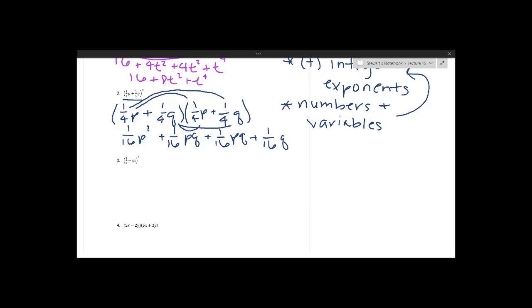1/16 q squared. And now the only other thing we can do is combine these middle terms because we have a pq and a pq here. 1/16 plus 1/16 is 2/16 or 1/8. So we have 1/16 p squared plus 1/8 pq plus 1/16 q squared as our final answer. And I'm just going to draw a line to separate that so I don't interfere with the next one.